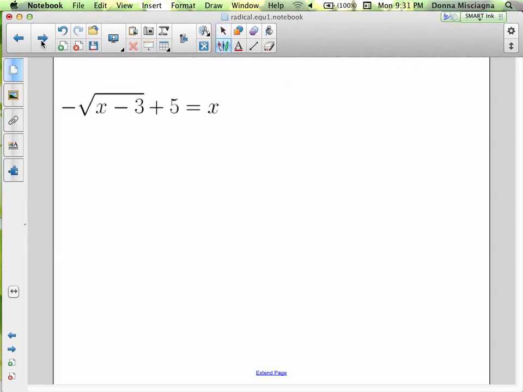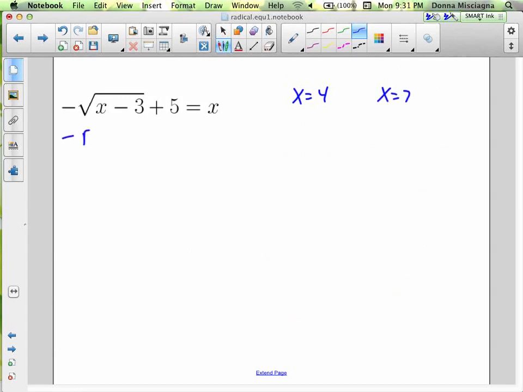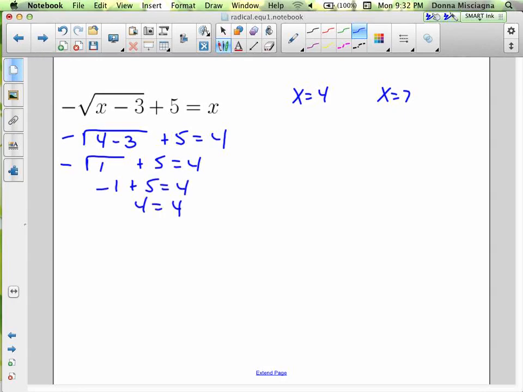So we have x equals 4, x equals 7. All right, so we have negative square root of 4 minus 3 plus 5 equals 4. This would be negative square root of 1 plus 5 equals 4. Square root of 1 is 1, so we have negative 1 plus 5 equals 4, and that's a true statement. So x equals 4 is a good solution.